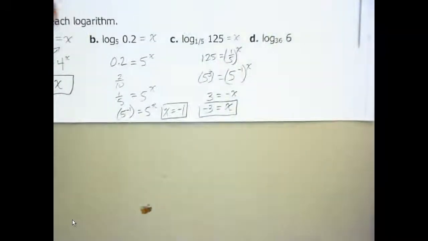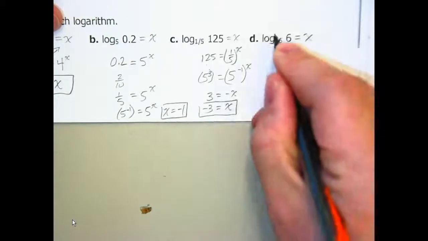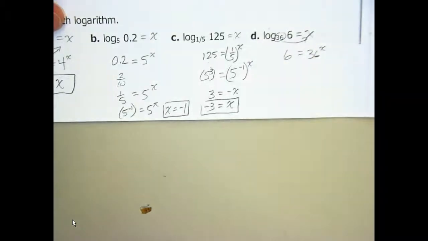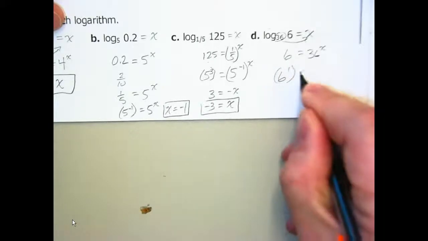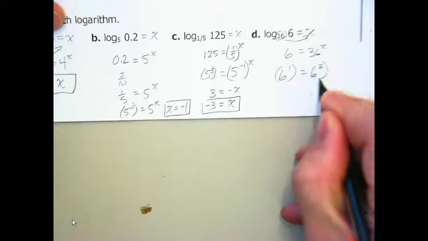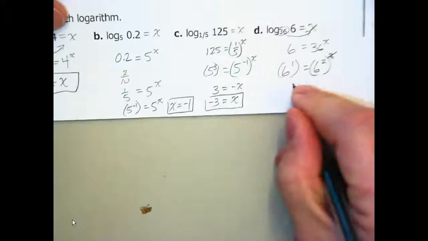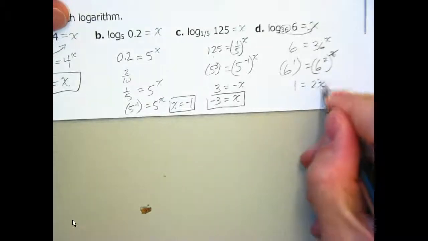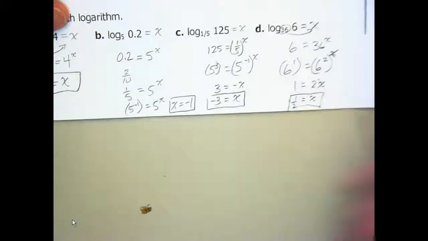Okay. Last one. 6 equals, let's bring that over, 36 to the power of x. Base 6. Is this base 6? Yes, sirree. So 1 equals 2x. So x equals 1/2. Could you have done it a different way? You for sure could have. I'm just trying to show you an algebraic way to do it.